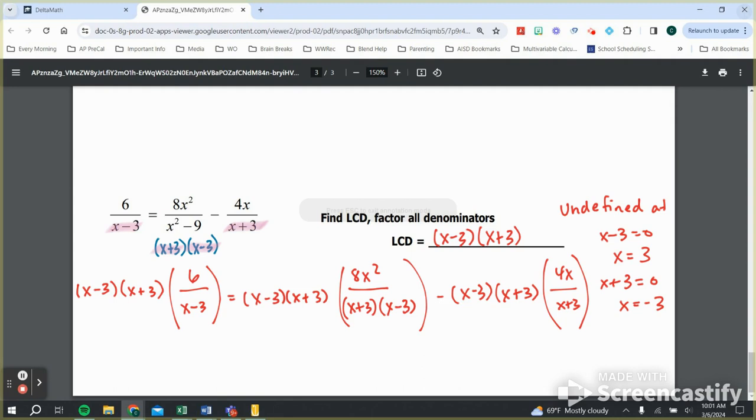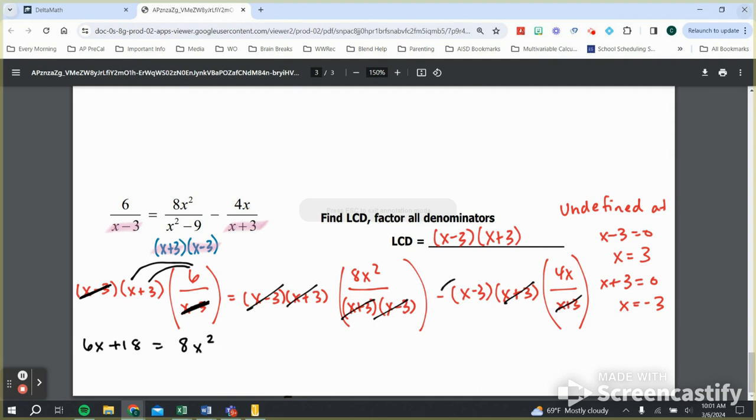So we're going to go through, start canceling out our common denominator. Here we have x minus 3, x minus 3. So I'm going to distribute right away. 6 times x and 6 times 3 is 6x plus 18. And that equals to, here, both of these are going to cancel out. We're left with just 8x squared. And over here, our x plus 3s are going to cancel out.